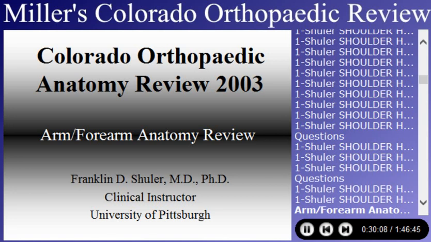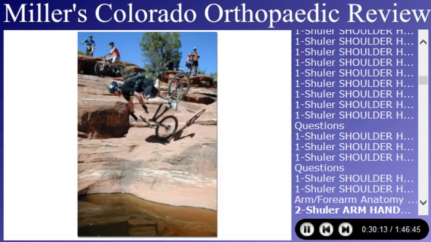Arm and forearm anatomy. What we'll do is after this section, we'll get a quick break and then start back into spine. This is how we get a lot of the injuries. This is Moab, picture from there.